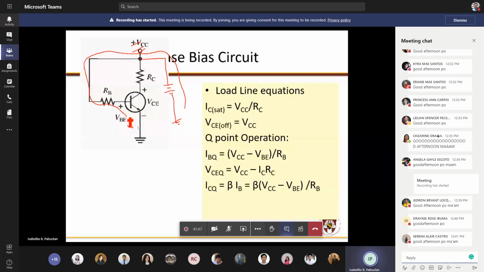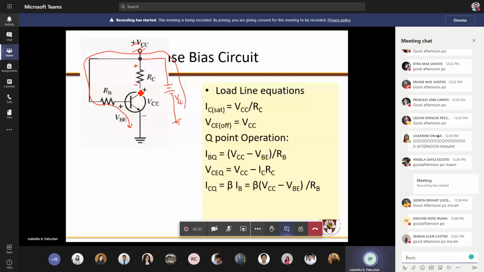And then, you can now write your VCC. Now, what will you do next? You have to write the polarities of the voltages across the resistor. Again, your resistor does not have polarity, but the plus and the minus here simply pertain to the polarity of the voltage drop across each of the resistors.